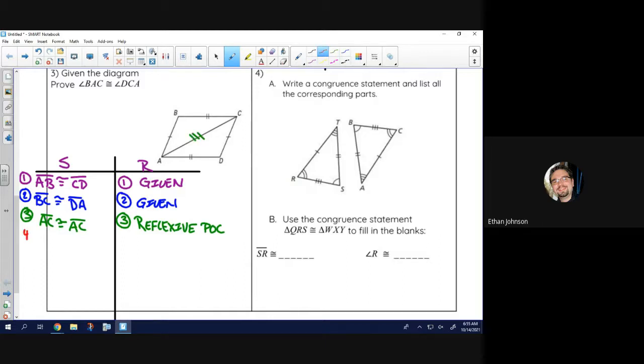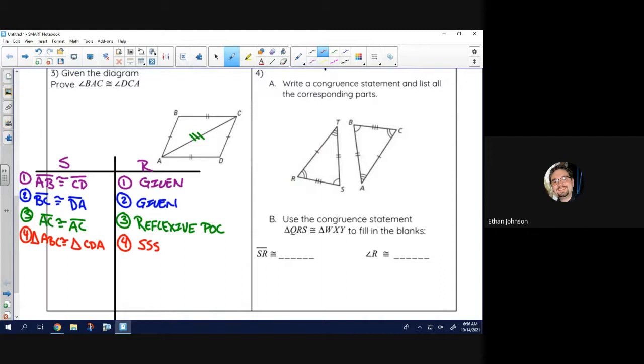We have enough info to say the triangles are congruent. So I can say triangle ABC is congruent to triangle CDA. Looking at this problem, I don't see any angles marked congruent, so this has to be side, side, side.